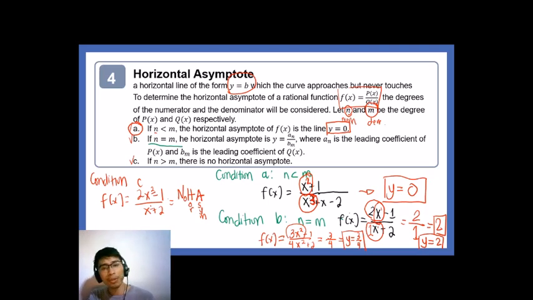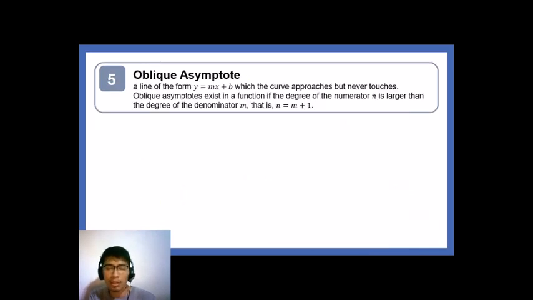So now, without further ado, let's observe the third asymptote that we need to consider. This is what you call the oblique asymptote. The oblique asymptote is in the form of y is equal to mx plus b, meaning this is no longer vertical, this is no longer horizontal. If I'm going to write it here, the simple term to describe an oblique asymptote is an imaginary line that is already slanted.